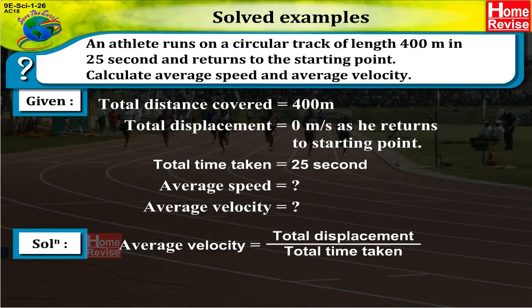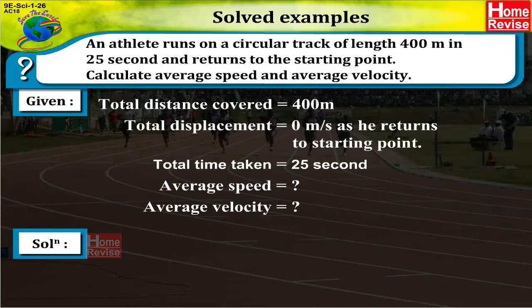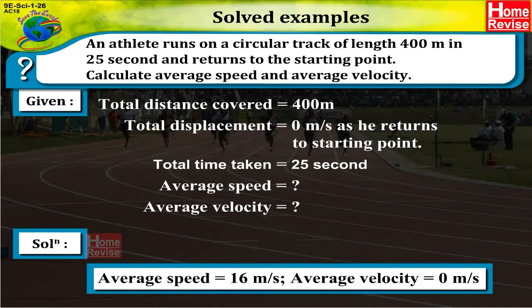We know average velocity is equal to total displacement upon total time taken. So, average velocity is equal to 0 upon 25, which equals 0 meters per second. So, average speed is equal to 16 meters per second and average velocity is equal to 0 meters per second.